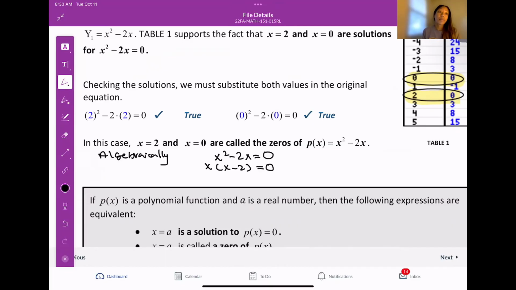Now we can use that property that we just learned. That property tells us that if we take x and set it equal to 0, and x minus 2 and set it equal to 0, we get our solutions. So we'll say then x equals 0, which is one solution, and x minus 2 equals 0, which gives us x equals 2. That matches up, of course, with what we saw in the table and what we saw in the graph.